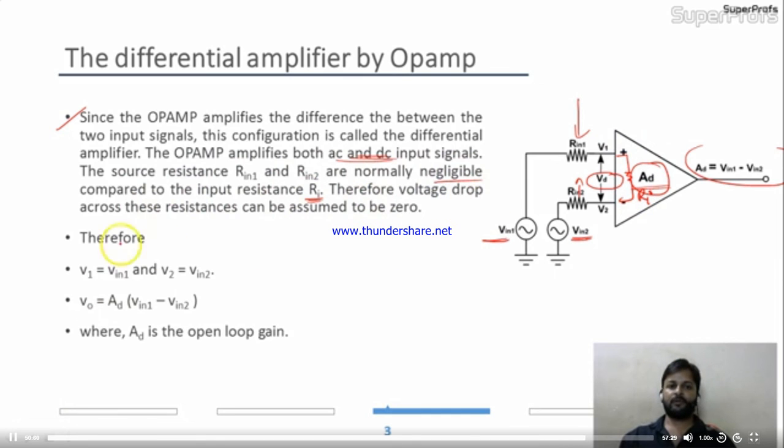Therefore, the voltage drop across these resistances can be assumed to be 0. We don't have any resistance over here. The situation is like this. Therefore, V1 is Vin1 and V2 is Vin2, and the output is AD times (Vin1 minus Vin2), where AD is the open loop gain. I think it's clear to you.